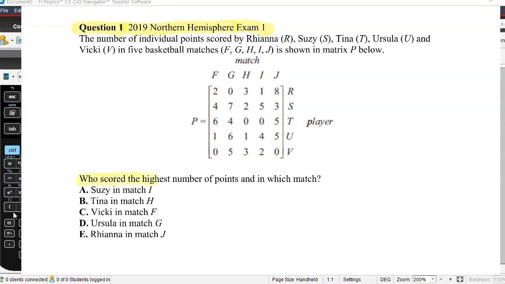So, who scored the highest number of points and in which match? Well, looking at that, 8 is the highest number of points, and that is Rihanna in match J. So E, and yes, that is correct. So you can see there's Susie and her matches and points, Tina and Ursula and Vicky.